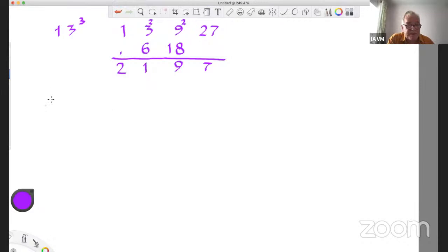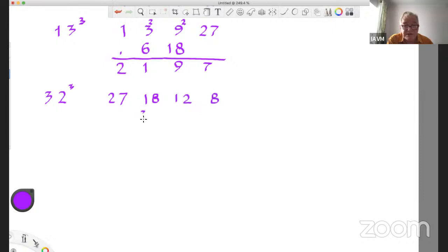I'll take a more sophisticated example, 32 cubed. The cube of 3 is 27. The ratio here is 3 to 2. So we're going to divide by 3 and multiply by 2 to get 18, 12, 8.